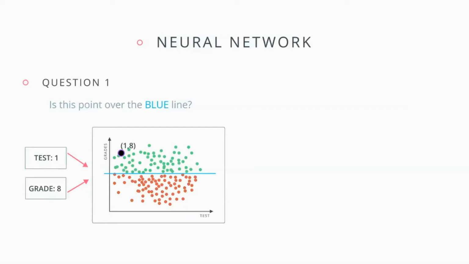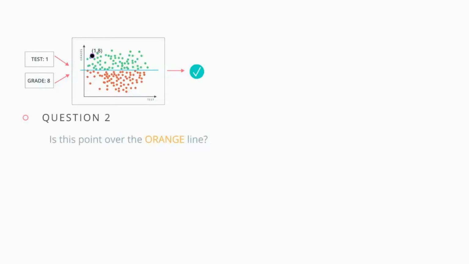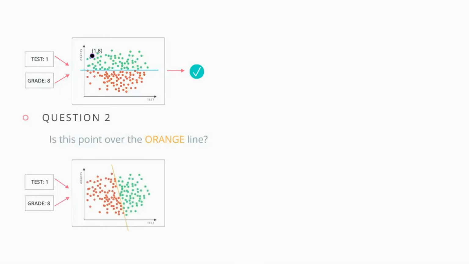The node plots the point and checks if the point is on top of the black line and returns the answer, yes or no. The second question is similar. We input test and grades, and the corresponding node will plot the point and return a yes or a no depending on the point being on top of the orange line or not.